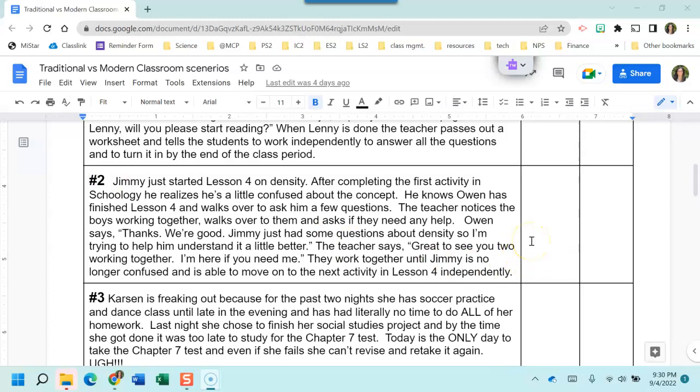Okay, what do you think? Is it a traditional classroom or a modern classroom? Choose one and then make sure to underline one sentence in scene 2 that supports your answer.